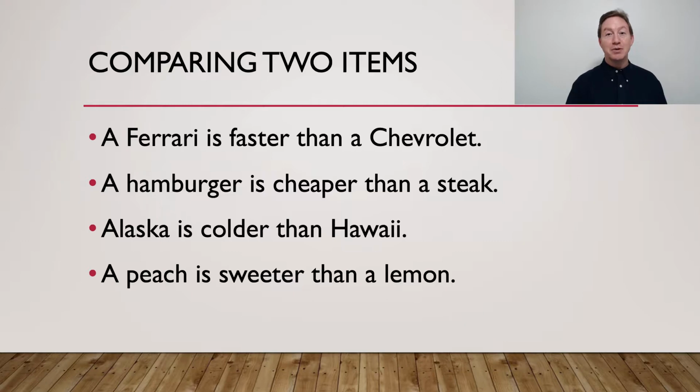A hamburger is cheaper than a steak. Generally, a hamburger sandwich comes from a fast food restaurant, so it's cheaper than a steak. Alaska is colder than Hawaii. We're comparing Alaska with Hawaii. Alaska is in the very far north. Hawaii is closer to the tropical area of the equator, and so that's why we can say Alaska is colder than Hawaii. And the fourth example, a peach is sweeter than a lemon. Most people would think so. A peach is compared with a lemon.